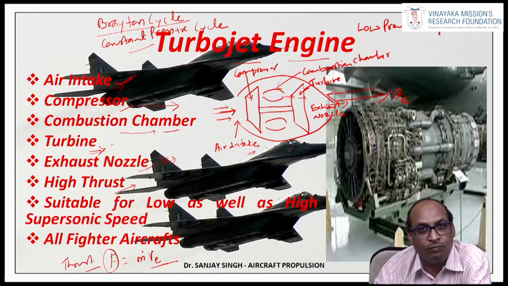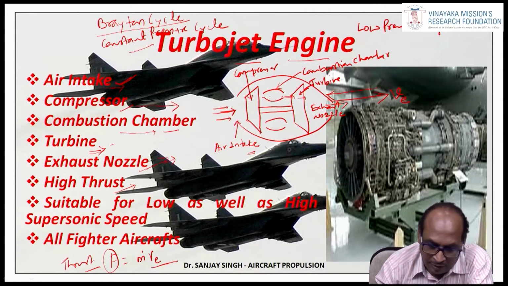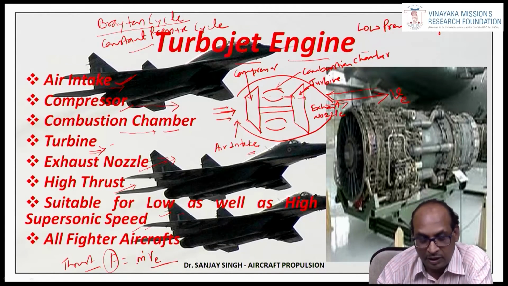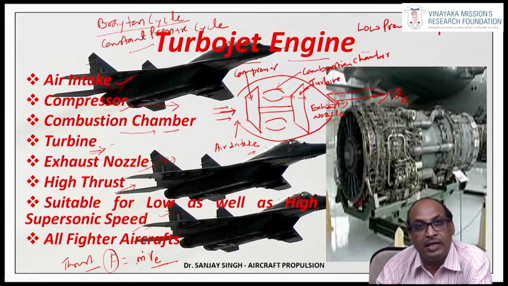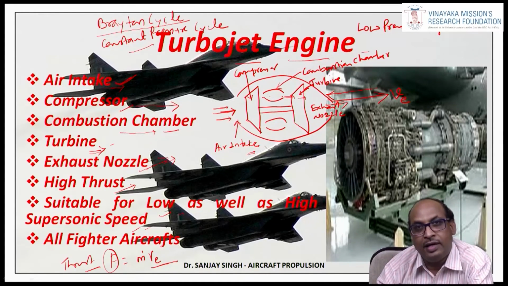The thrust force is the force created on the engine structure, and as the engine structure is fitted on the aircraft body itself, the full aircraft body is moved. Yes, the turbojet engine is suitable for low as well as high supersonic speed. Even for low supersonic speed and high supersonic speed, this turbojet engine is very much suitable, whereas other engines are not suitable for high supersonic speed. For supersonic speed, only the turbojet engine, ramjet engine and scramjet engine will be used.